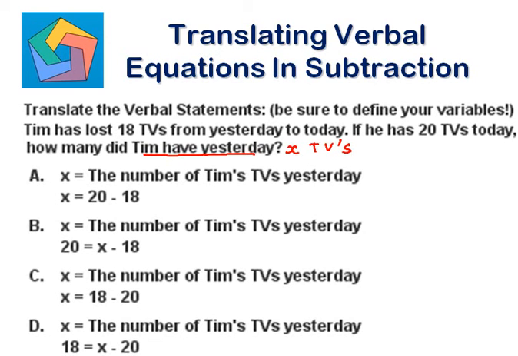Now, it says Tim has lost 18 TVs from yesterday to today. It means X minus 18. And today's TVs are 20. So this is equal to 20. So x minus 18 is equal to 20, where x represents the number of TVs Tim had yesterday. Which is the answer we see in the B part.